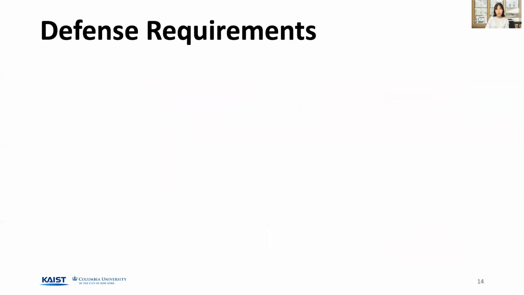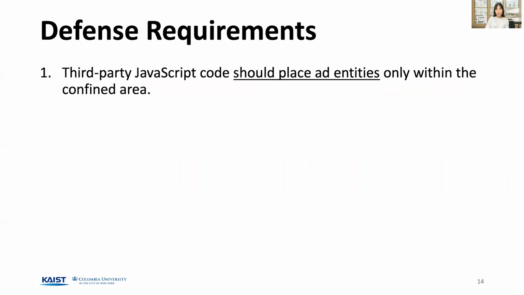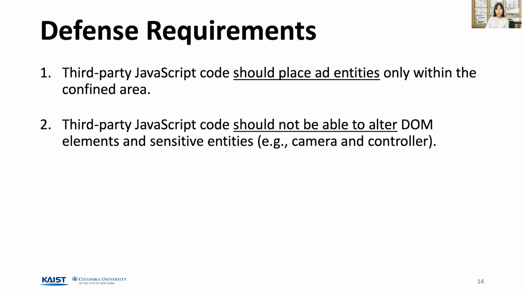To defend this, we defined 2 requirements. First, the third-party JavaScript code should place ad entities only within the confined area that the first party specifies. Second, third-party JavaScript code should not be able to alter DOM elements and sensitive entities such as a camera if the first party does not permit doing so.